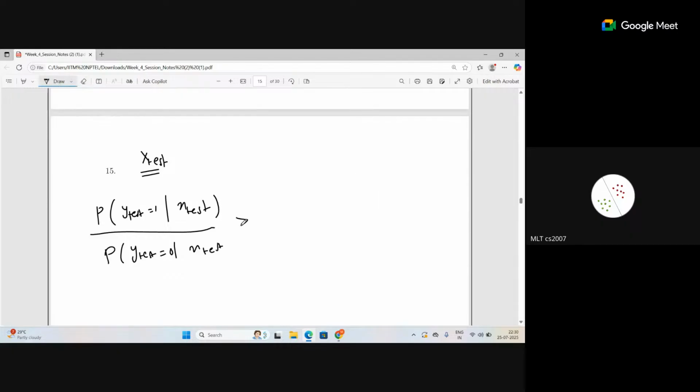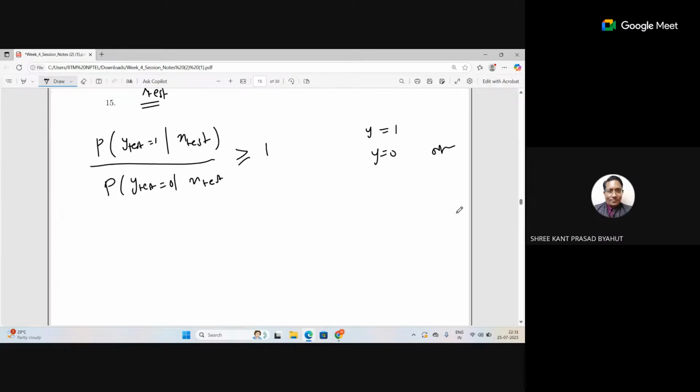If it is greater than or equal to 1, what should I predict? The prediction will be y test equal to 1. And if not, then y equal to 0. Is that okay now? Do you feel that it's the same thing as we did previously? The same thing written as a fraction.